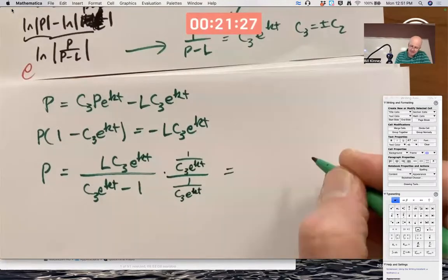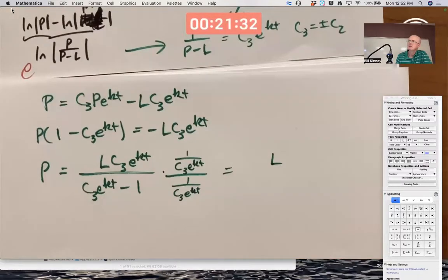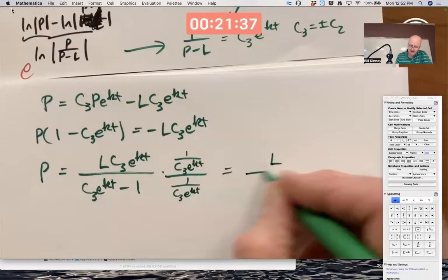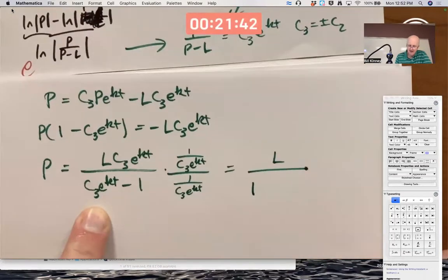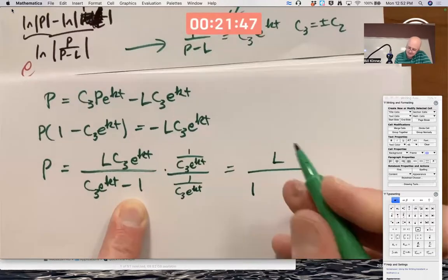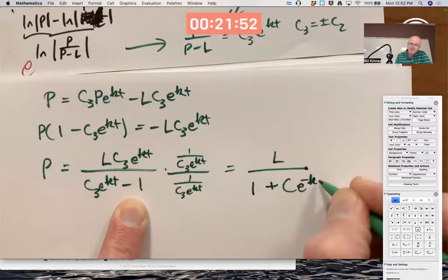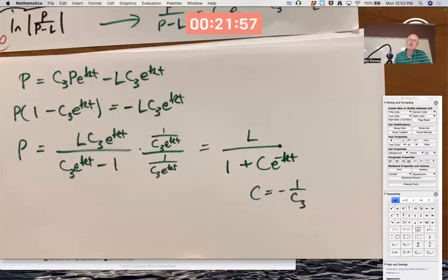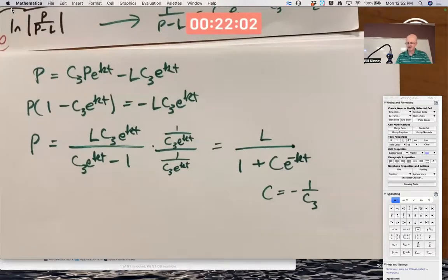It does make it a little simpler looking. For one thing, the top just becomes an L. So the carrying capacity by itself is on the top. And on the bottom, these two completely cancel to leave you with a 1. And then this times this, yes, it is negative 1 over C3 e to the KT, but I'm going to write that instead as plus C e to the negative KT. C effectively here is negative 1 over C3. So this now is a general solution.